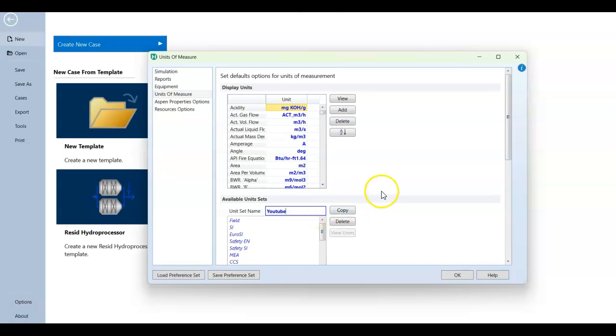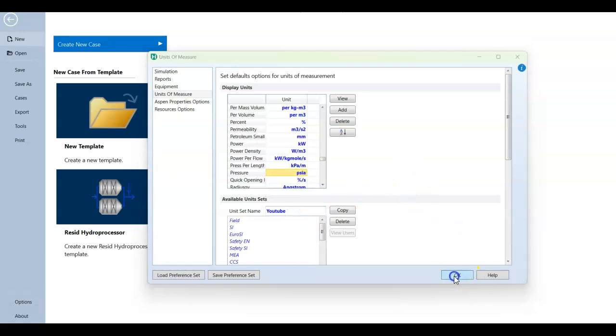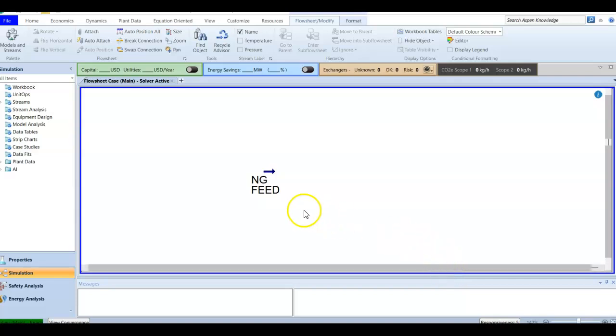So for YouTube, it's created over here, the displayed unit. I am going to keep everything the same except for the pressure. So now I'm looking for P for pressure. It will be at the bottom over here, and for the pressure it's displayed in kilopascal. So I'm changing this one from kilopascal to psi absolute. And don't forget to press OK to save what you have done.